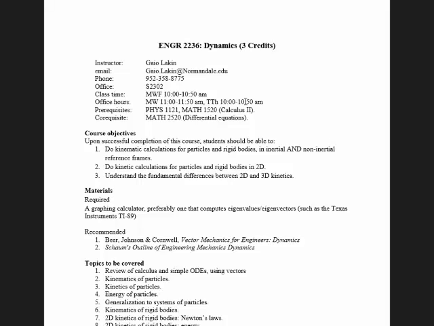Prerequisites are Physics 1 and Calc 2. Like I said, the co-requisite it says is differential equations, but we have the prerequisites and co-requisites just listed to match up with the U of Minnesota. You'd be fine without differential equations, although Calc 2 is pretty important in this class. Any questions about that sort of basic course information?